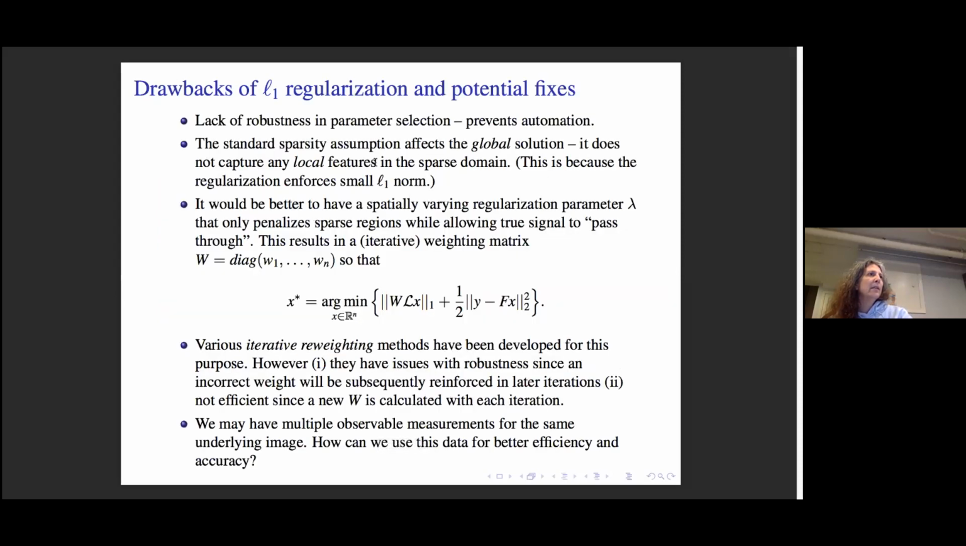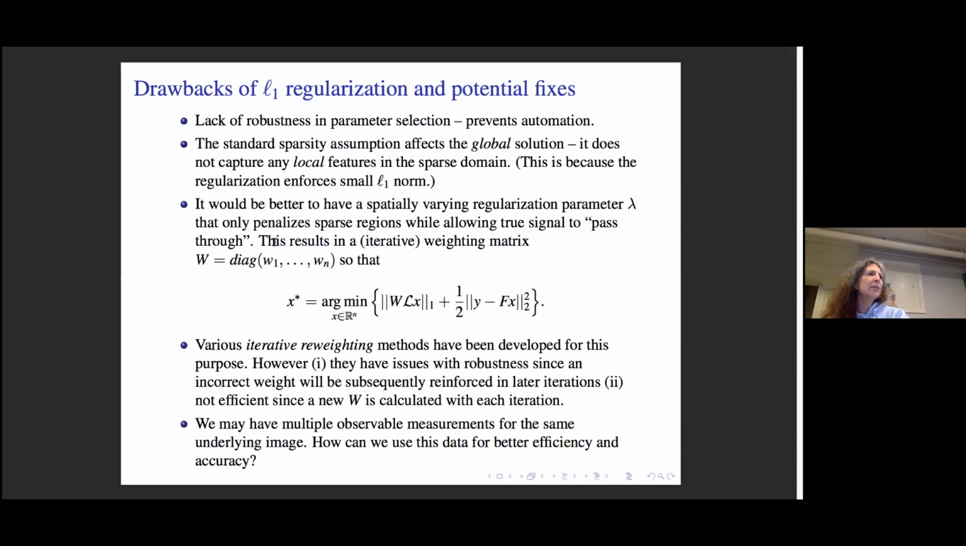We're well aware of the drawbacks of L1 regularization. There have been many papers written about the lack of robustness in choosing this parameter lambda in the previous slides. But really, more to the point, one of the head scratchers about this, at least to me, when I first started paying attention, was that this is a global measure. It's a norm, but really the sparse domain is sparse, it's not zero. So I had always thought there must be a way that you can better capture the local features in the sparse domain, which would make this approximation more accurate.